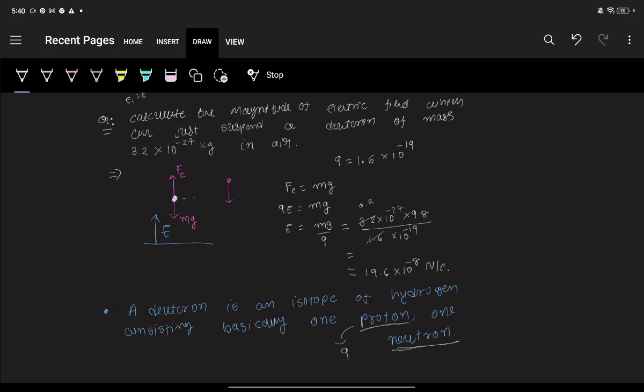in that case also Q will be equal to 1.6, right? Of course. That's why I said that if the question mentions a deuteron, that means the charge is 1.6 into 10 raised to minus 19, same as proton.